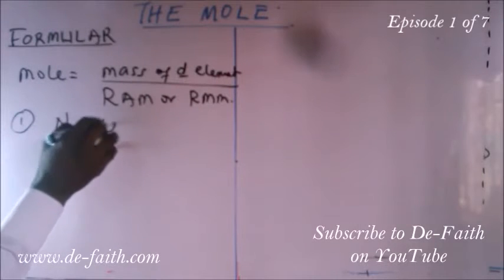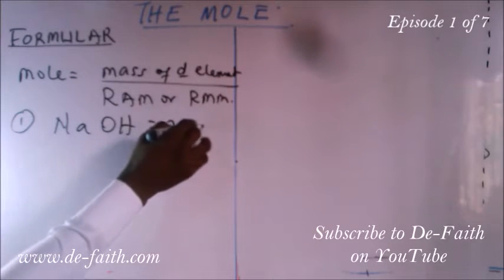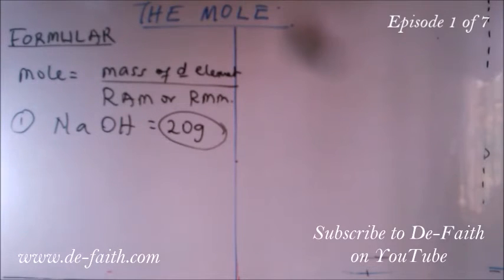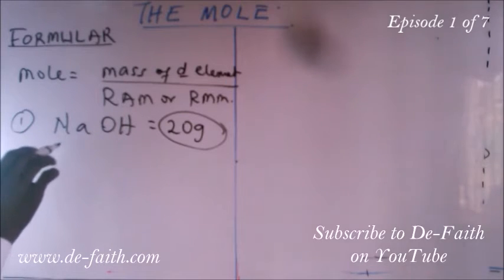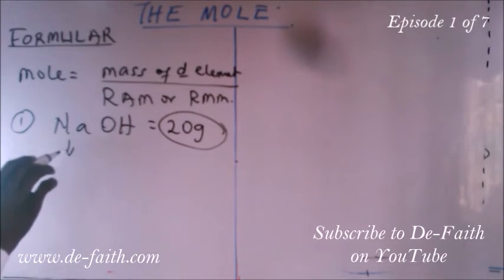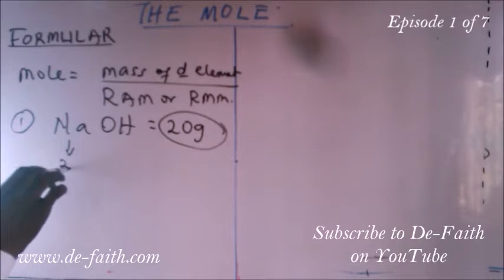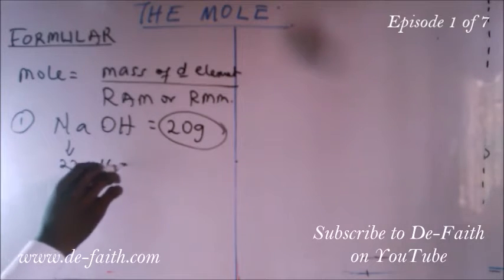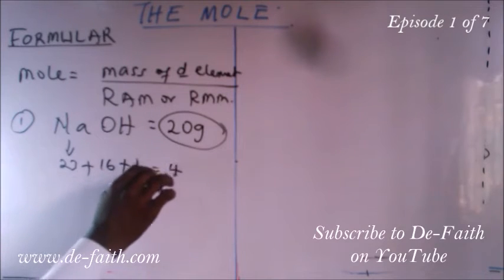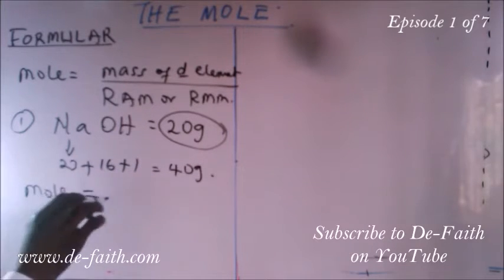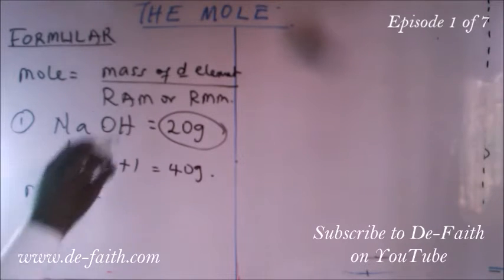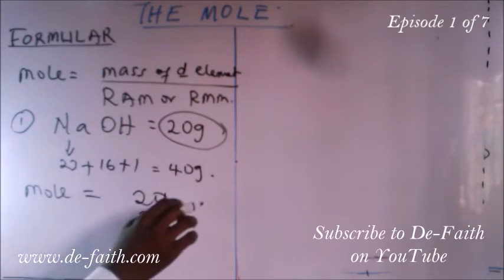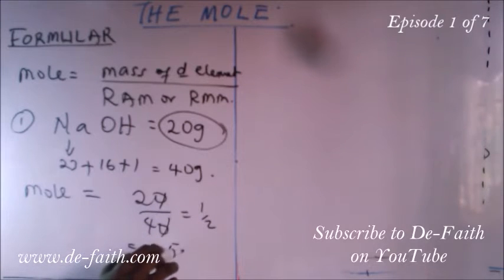We have sodium hydroxide. We were given 20 grams of this. So that is the mass of the element. This is a compound that has a molecular mass. So the molecular mass of sodium hydroxide will be: sodium has an atomic mass of 23, oxygen has 16, and hydrogen has 1. When we add all this, we have 40 grams. Hence, number of moles of sodium hydroxide will be 20 over 40, and so we have 1 over 2. That is 0.5 mole. Hence, this is the number of moles present in 20 grams.